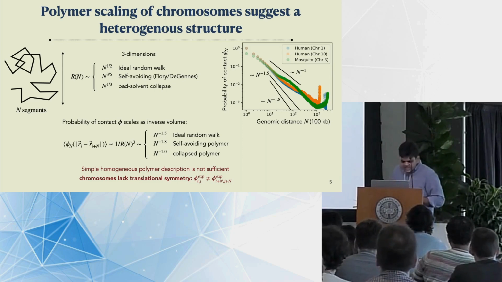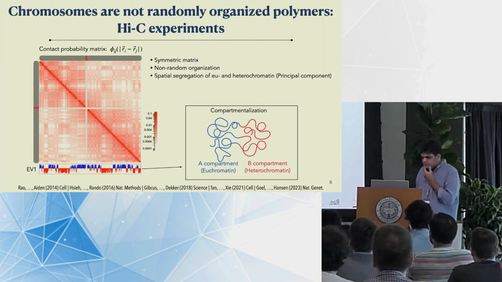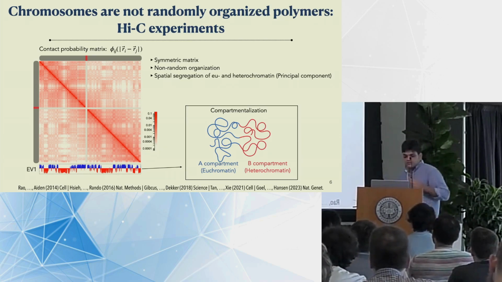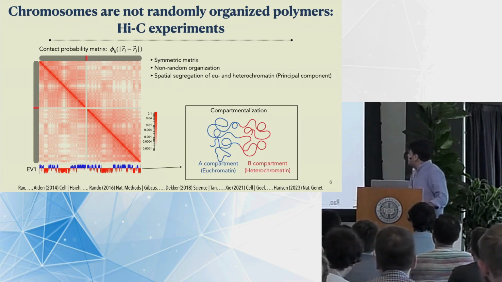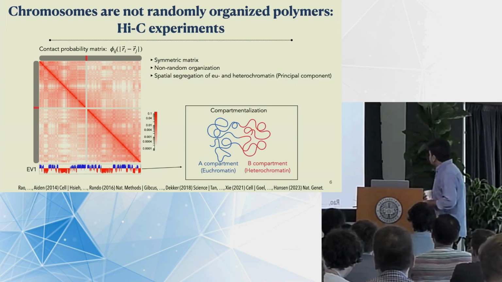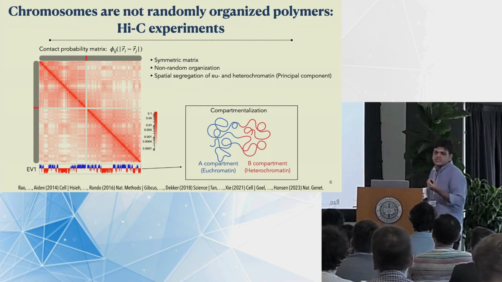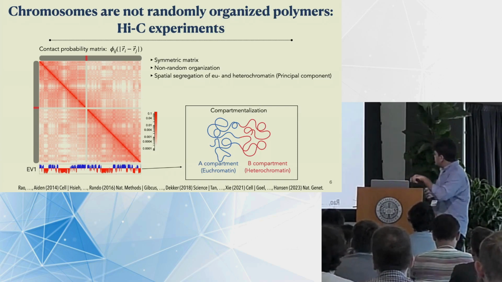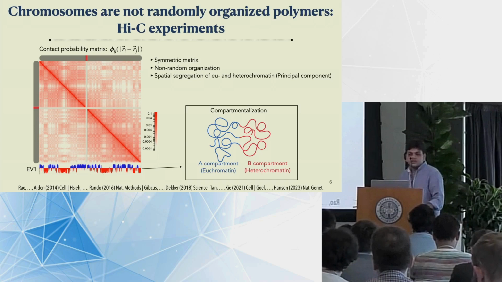That's not true, and this information comes from Hi-C experiments. This realization that chromosomes are not really randomly organized polymers. They're highly hierarchical. We have seen these kinds of maps yesterday. Very quickly, I don't really need to tell you, but every point is basically a contact frequency between two regions of the genome. We saw how we can do this PCA.